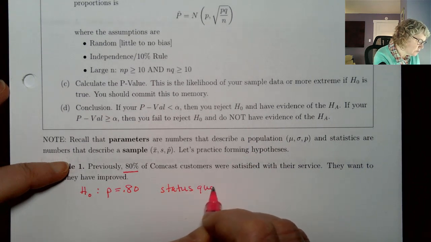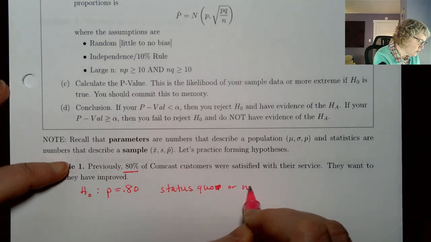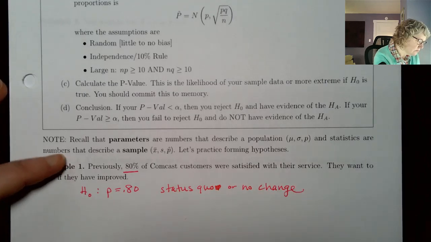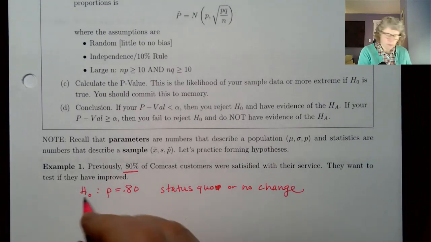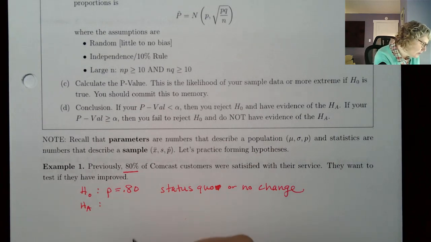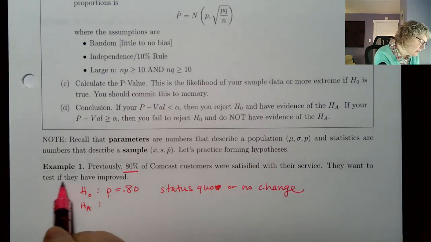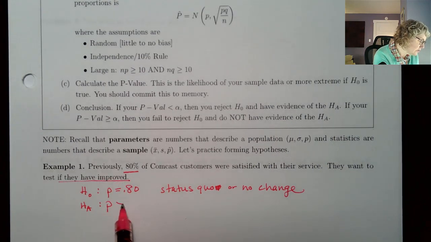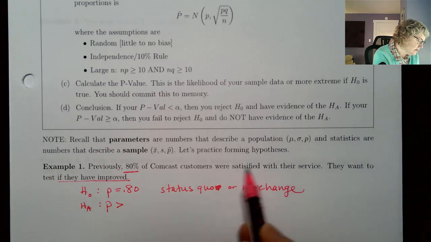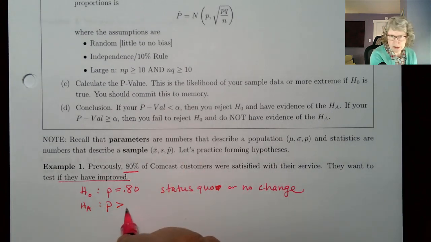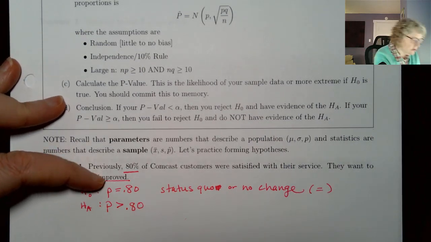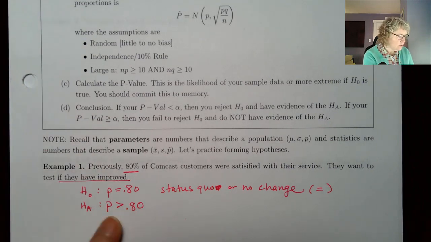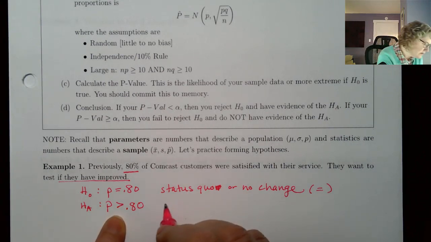So the null is the status quo or no change. It's what's already assumed to be true, or it could be a previous fact. Our alternate is the thing we're trying to show or prove, and they want to test if they have improved. Improved would be greater than, because more people being satisfied would be an improvement. In this case, more is better, but not always. Remember, our null is always equal to a certain value, and then we can have a greater than, less than, or not equal here. Because this is greater than, this is a right tail.